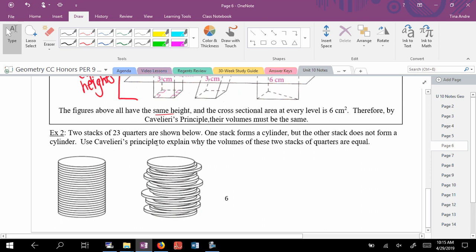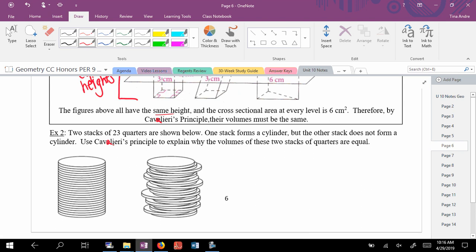So it tells us that we have 2 stacks of 23 quarters. One stack forms a cylinder, but the other stack does not form a cylinder. Use Cavalieri's principle to explain why the volumes of these 2 stacks of quarters are equal. So in this situation, we have to think about Cavalieri's principle, which means we have to talk about the areas of their bases at each level and the heights. Therefore, the volumes will be the same. So you have to mention those things in order for you to be able to use Cavalieri's. I'm noticing that Cavalieri's is spelled wrong multiple times here too. Maybe there is another spelling of it, but the one that I just saw was with the A.